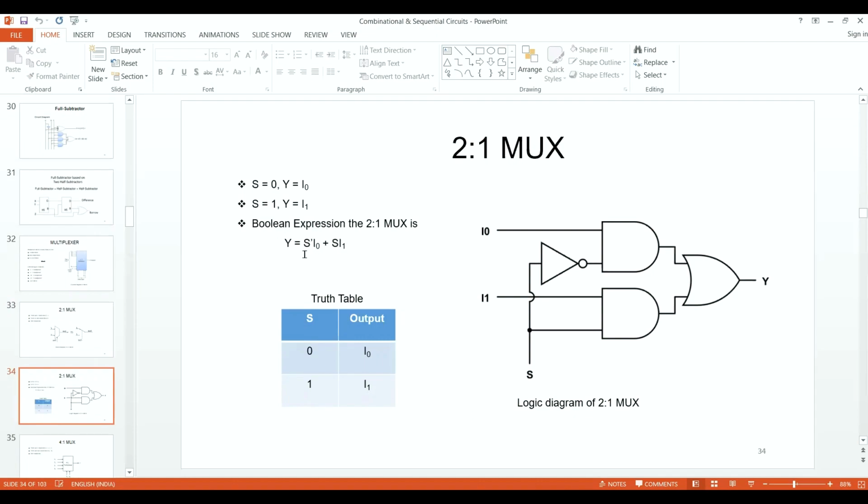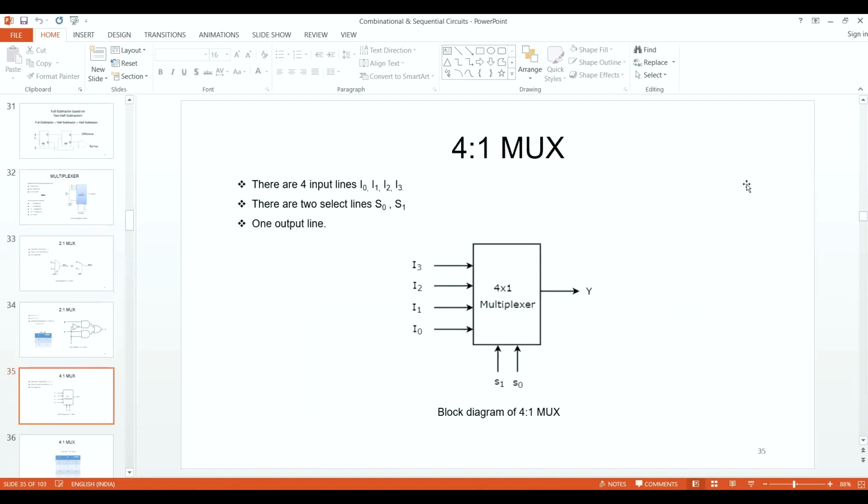Similarly, if I talk about different types, let's say I have 2 select lines. Then I would have S0 bar S1 bar, then S0 S1, then S0 bar S1, plus S0 S1 bar. So 4 different permutation combinations I would have when I'm having 2 select lines. You will see in a 4 is to 1 multiplexer you will have 2 select lines in front of you. So again, how many inputs am I having? I am having 4 inputs. The output is 1. How many select lines would I have? 2, right? Because 2 raised to power 2.